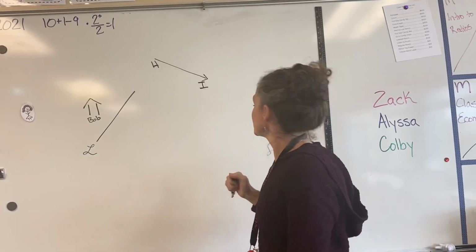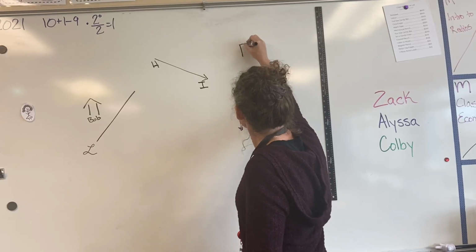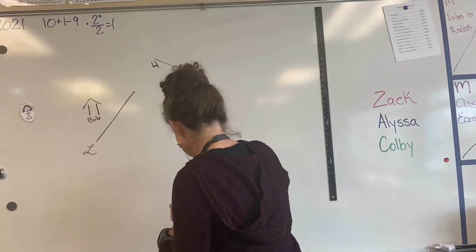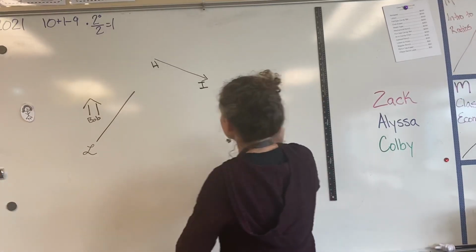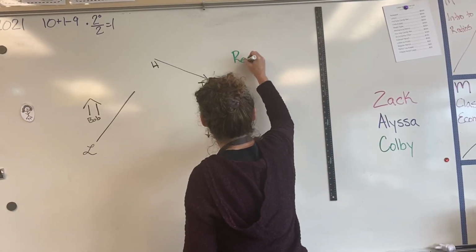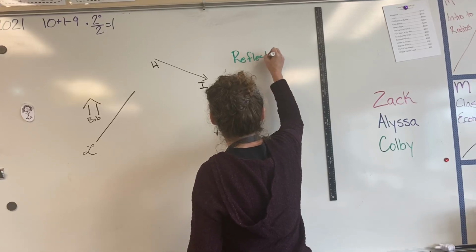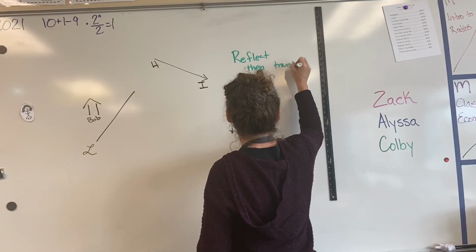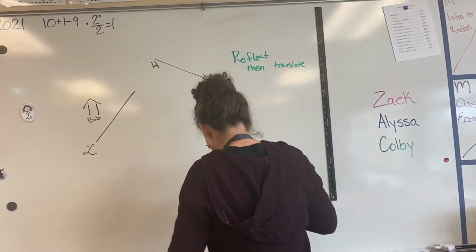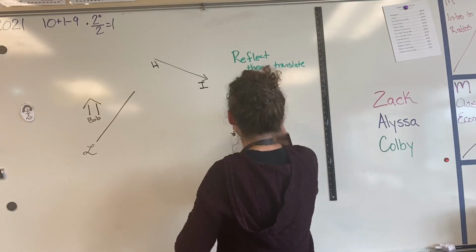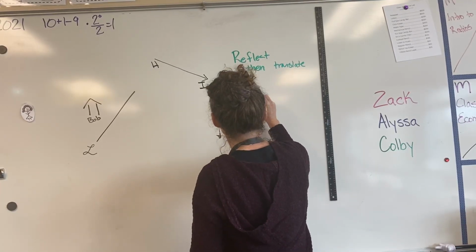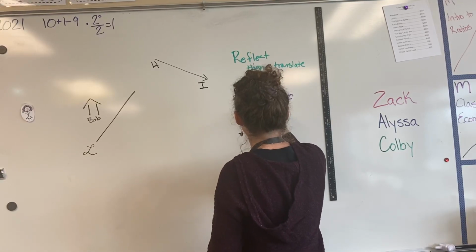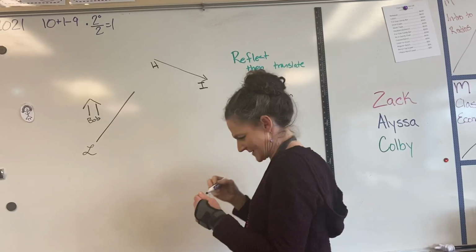I know. Okay, so first we're going to reflect. We're going to do two different colors. In green, we're going to reflect and then translate. And in purple, we're going to translate, then reflect. Now, let's talk about this for a second.